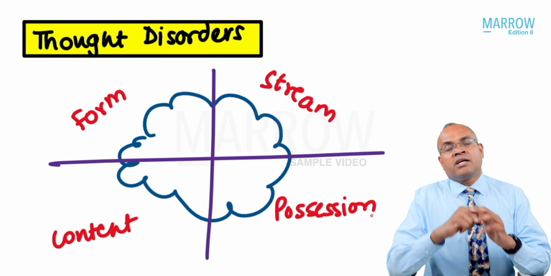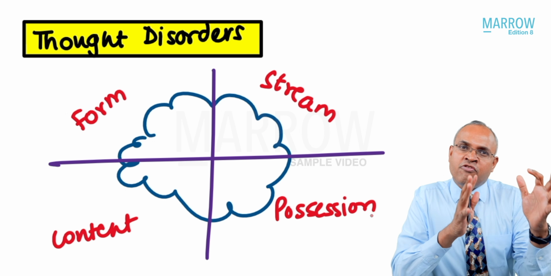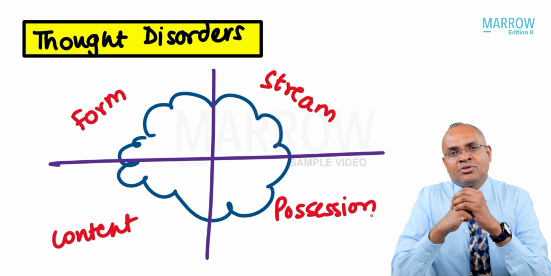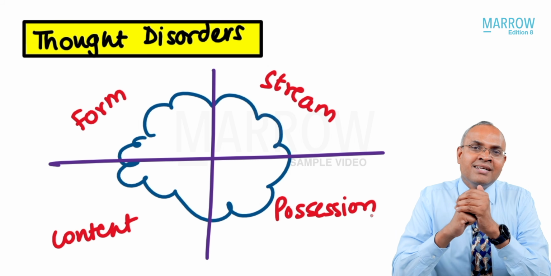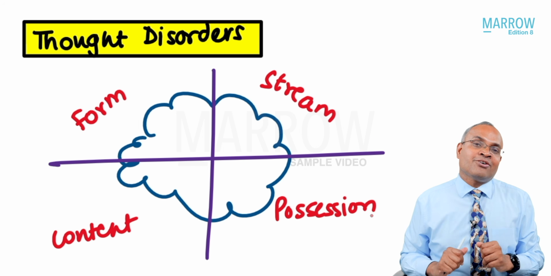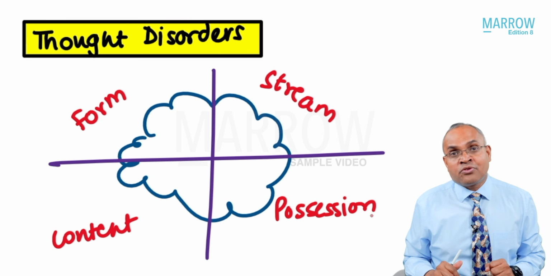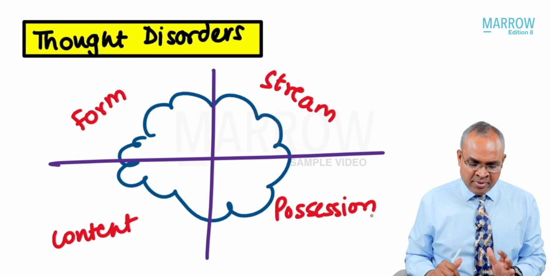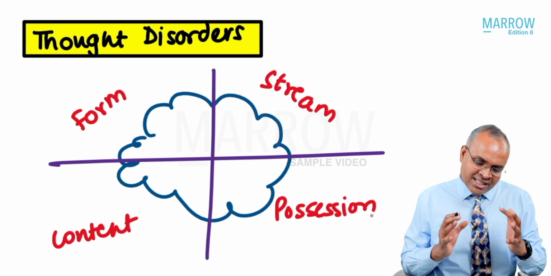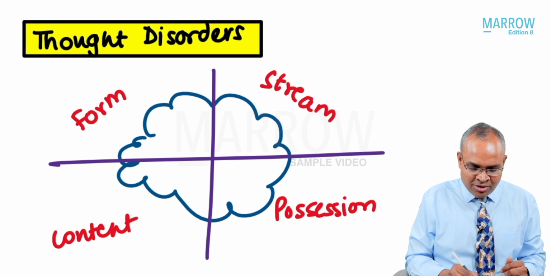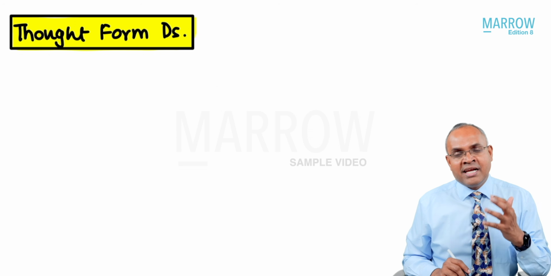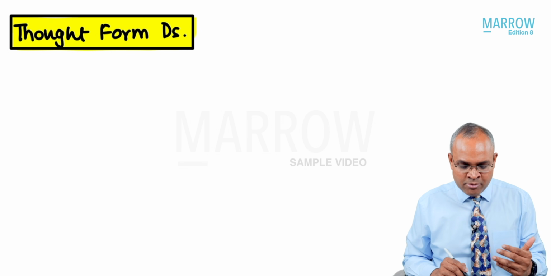What are the four important types of thought disorders we have? Thought form disorder, thought stream disorder, thought content disorder, and thought possession disorder. So let's try to understand a little bit more about each of these thought disorders, because you do need to know these things when you're going into any exam hall.